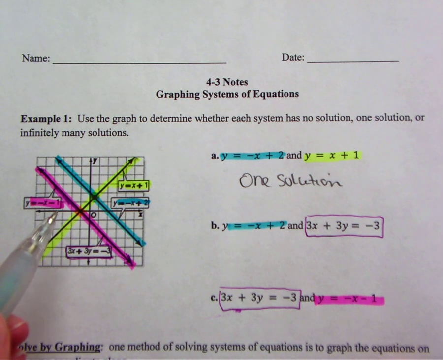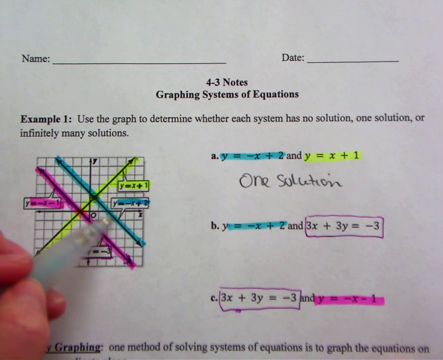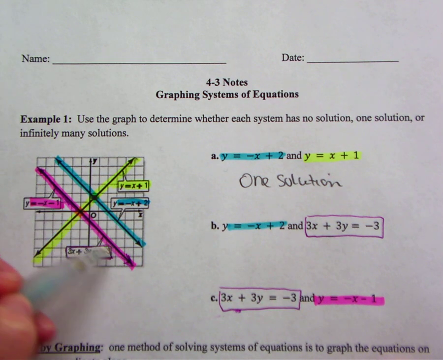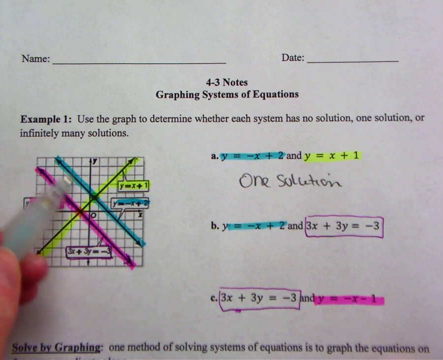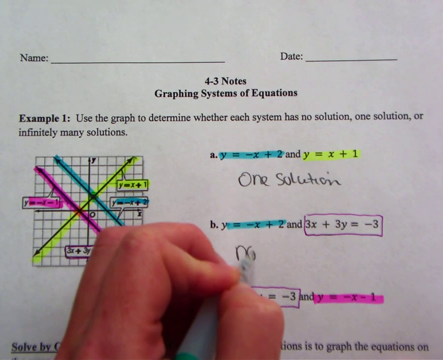Okay. If we look at the next one, the blue and the purple, here's our blue line and here's our purple line. We notice that these two lines do not intersect, they actually run parallel to each other. And if they do not intersect, then they have no shared solutions. So we call this no solution.